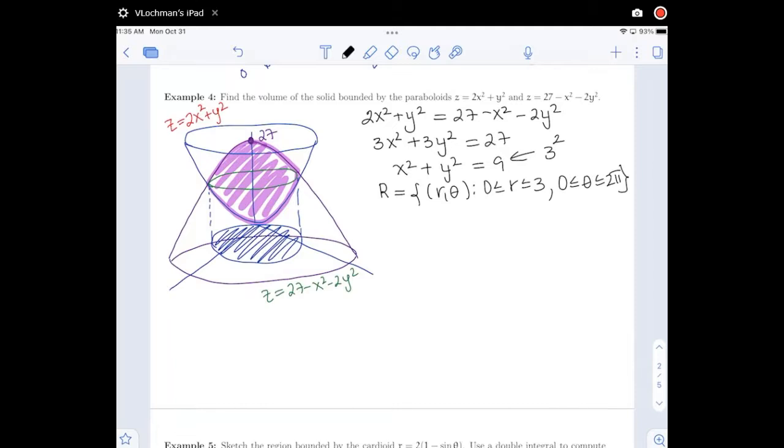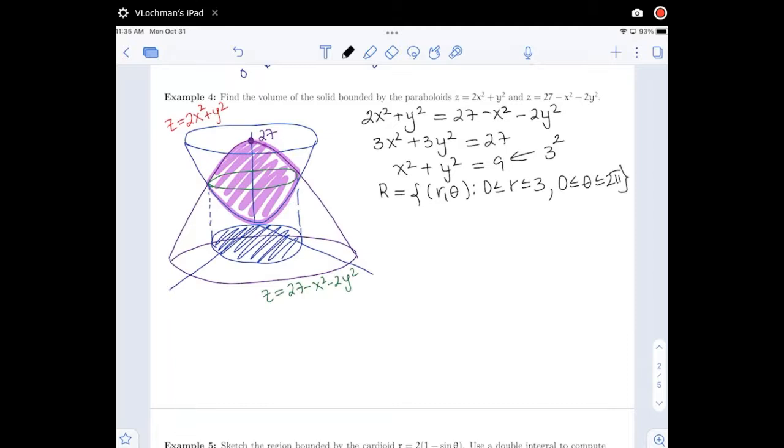We have the region of integration, but what about the function? Well, the function would be the top minus the bottom. It's very similar to what we've done with area bounded by two curves. Remember, area bounded by two curves is the top function minus the bottom over the region of integration. It's the same idea here.